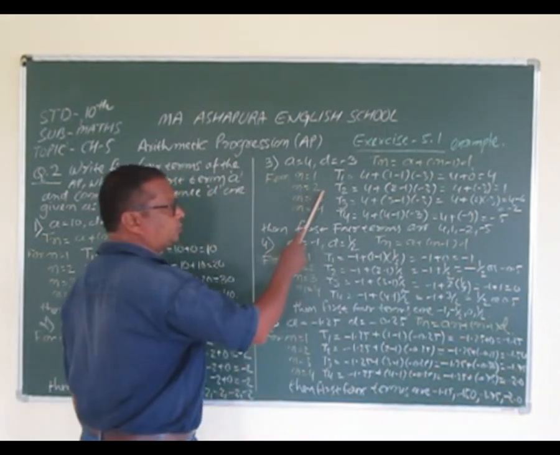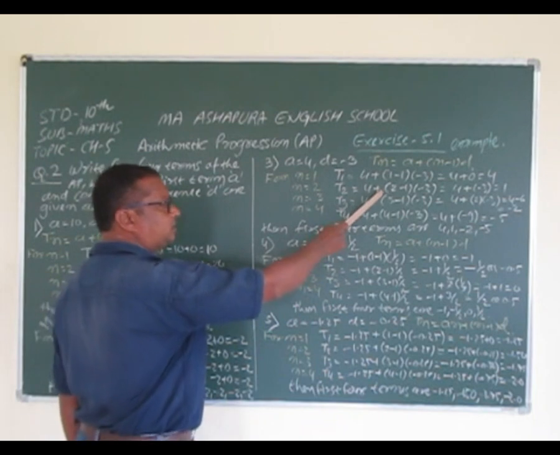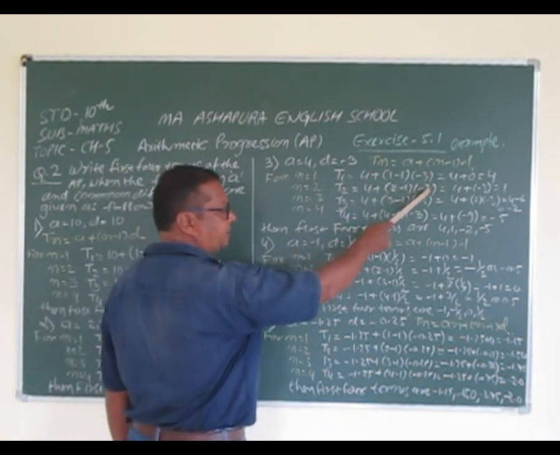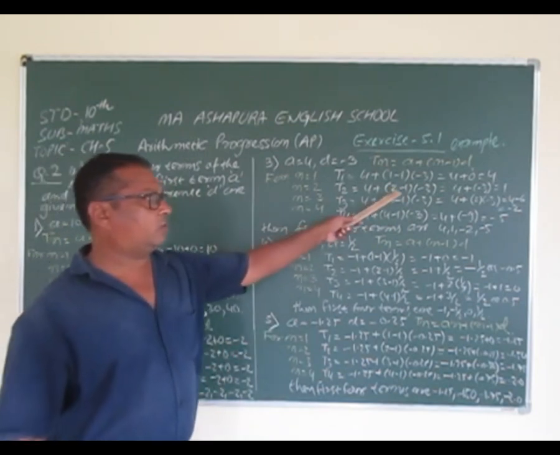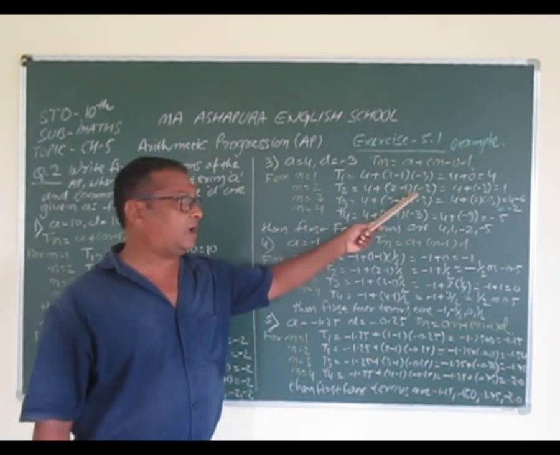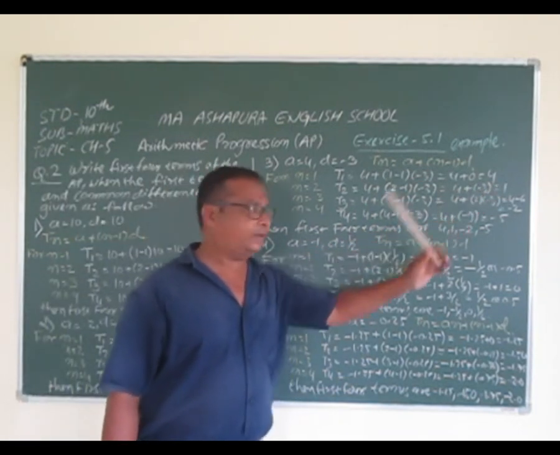Now n is equal to 2. Therefore T2 is equal to 4 plus 2 minus 1 into minus 3. 2 minus 1 is equal to 1. So minus 3 ones are minus 3. Therefore 4 minus 3 is equal to 1.